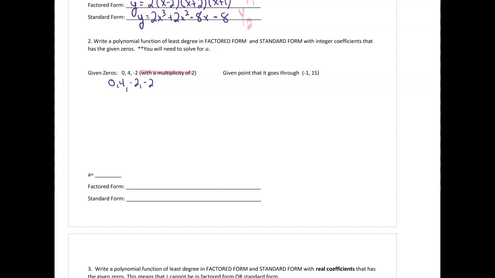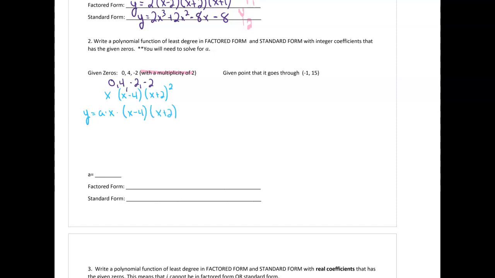So first I'm going to start with the factors that make this. So x would have made 0, x minus 4 makes 4, and x plus 2 twice would have gotten me each of those minus 2's. So I'm going to go and put them in this general form here. These are multiplying.